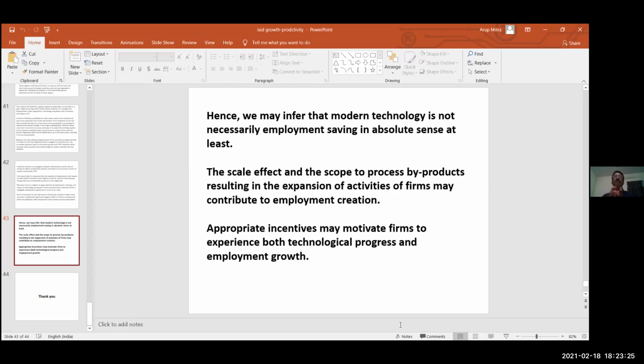So now we need to reflect on what kind of incentives will motivate firms to experience both technological progress and employment growth. Now, the literature has talked about tax benefits to be given to the firms which are pursuing innovative methods or which are initiating a lot of research and development expenditure. Also, I mentioned to you that some of these figures are completely fake. So in what way the incentives can be given on the one hand, and at the same time, the firms can be penalized for showing wrong records are important questions.